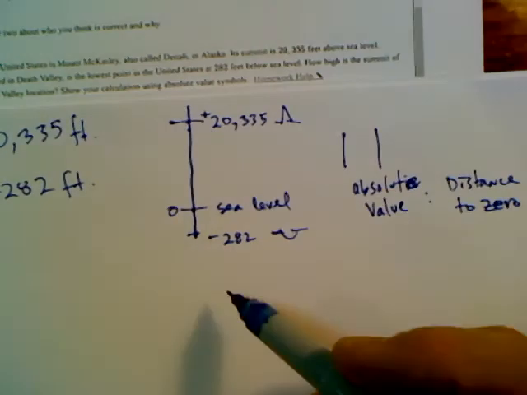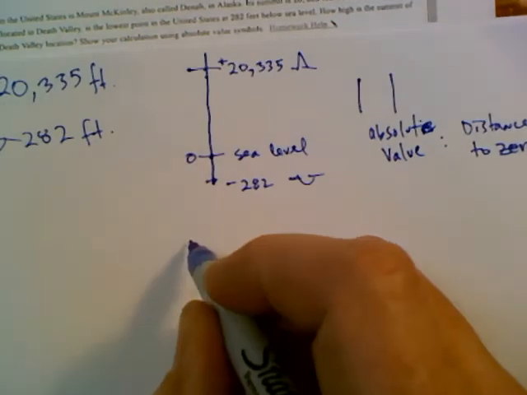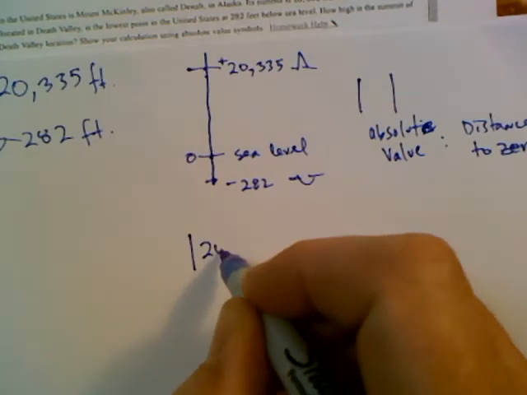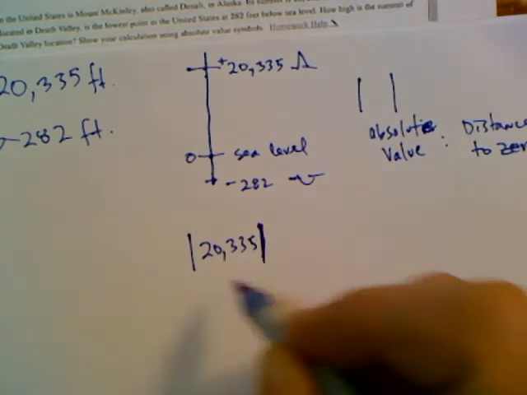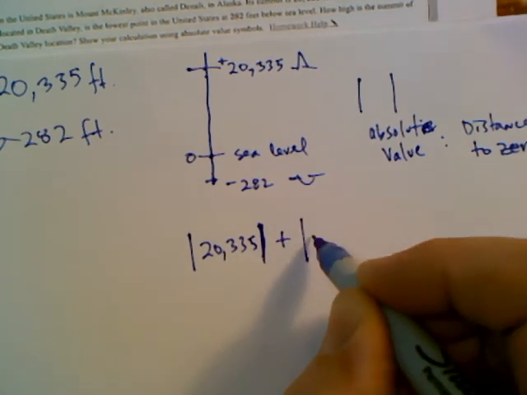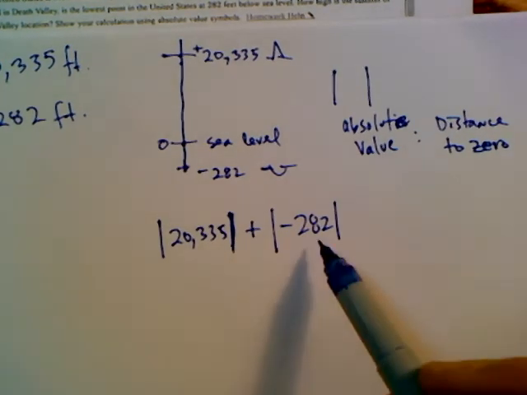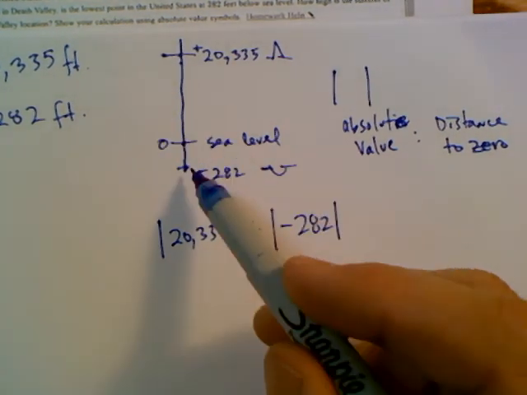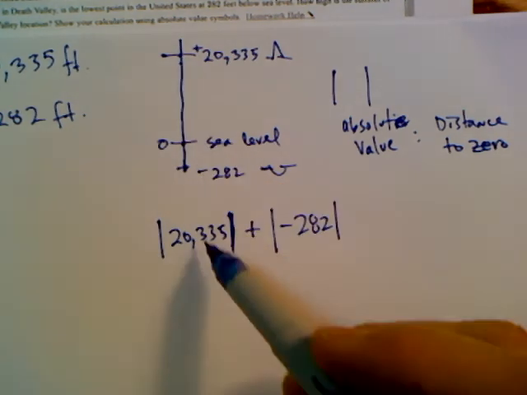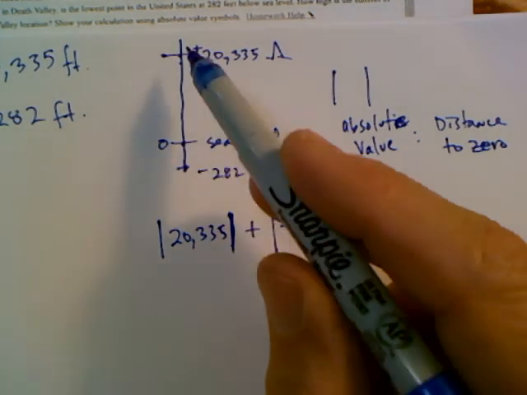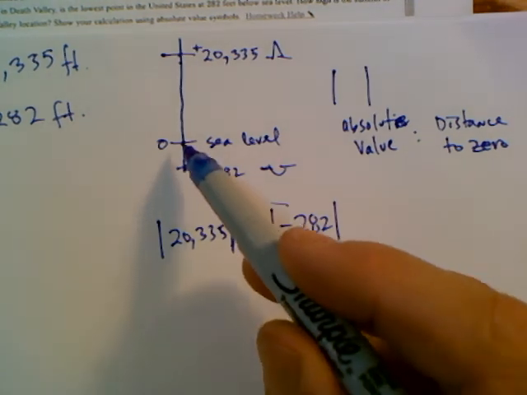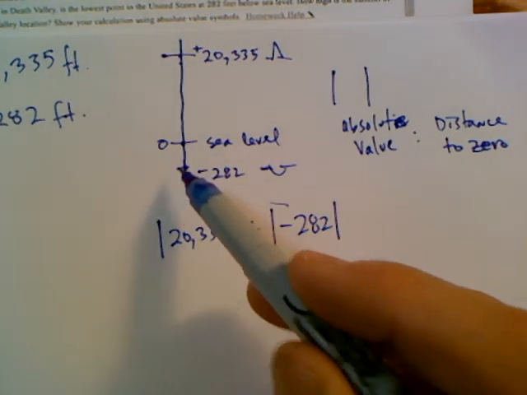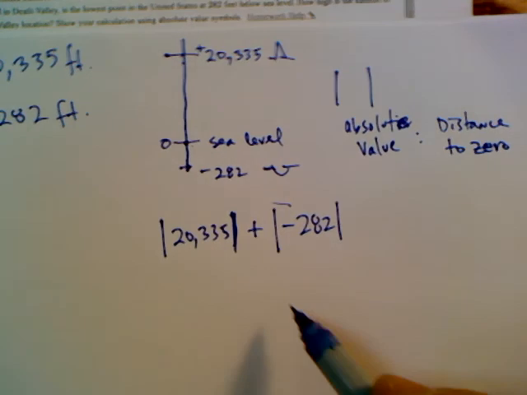How I would write this using absolute values: the absolute value of 20,335, straight lines up and down, plus the absolute value of negative 282. That's my expression that gives me the answer from here to here. This absolute value is the distance from 0 to the mountain peak, and this absolute value is the distance between 0 and the valley down here, negative 282. So that's how it's written.